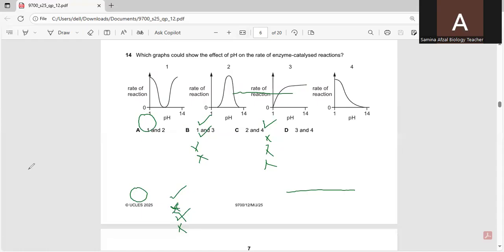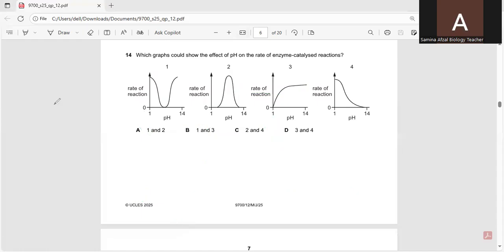Now question number 14. Question number 14 is which graph could show the effect of pH on the rate of enzyme catalyzed reactions. So they have shown us the 4 graphs. So here I would like to say we have to choose 2 graphs because the answers are including 2 graphs. So enzymes function best within a specific pH range.